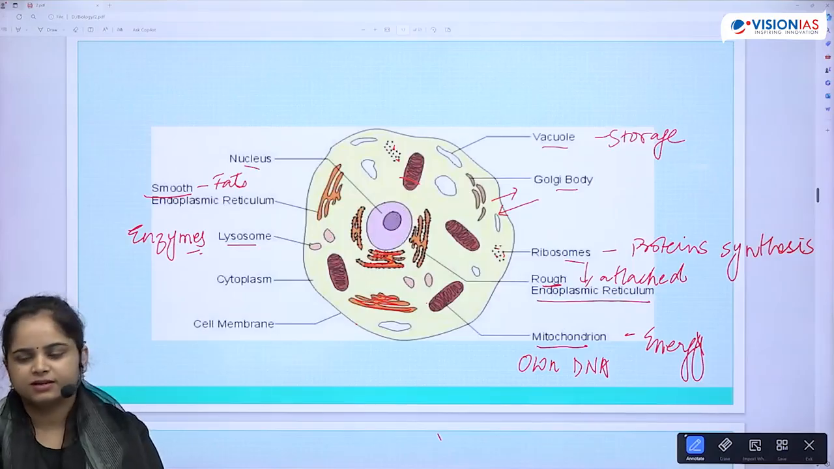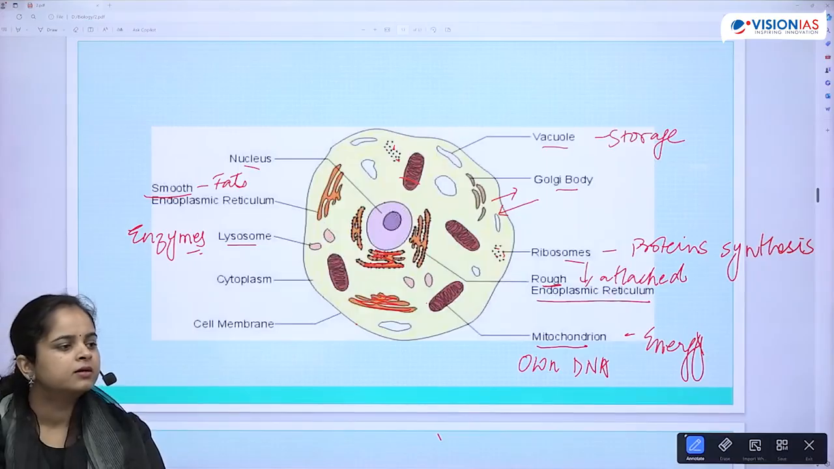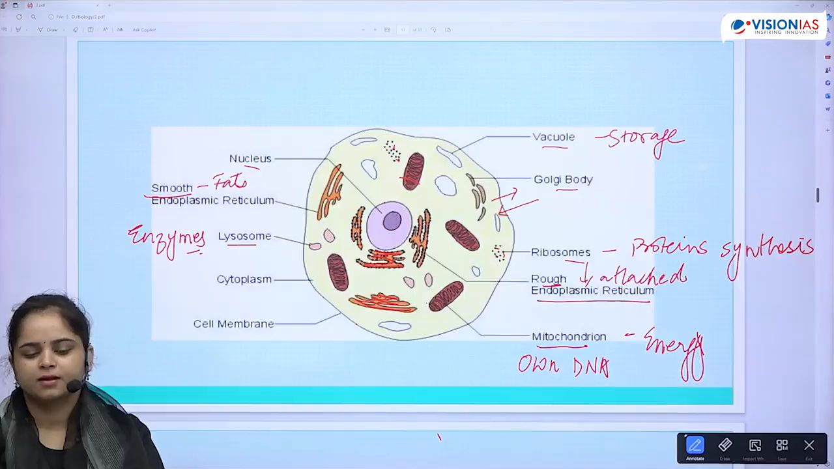Then you will write endoplasmic reticulum. It is a large network of tubes which act as channels of transport within the cell.